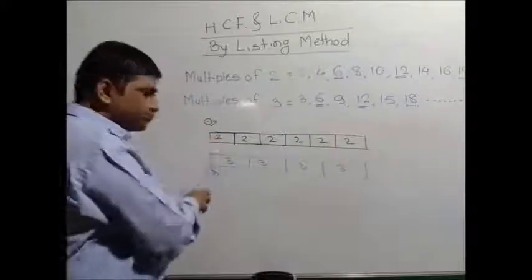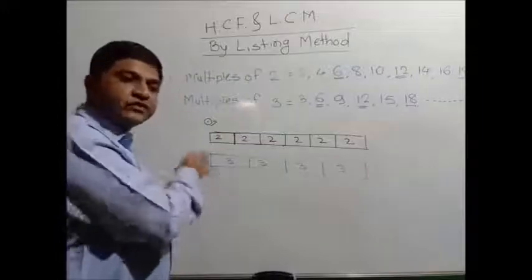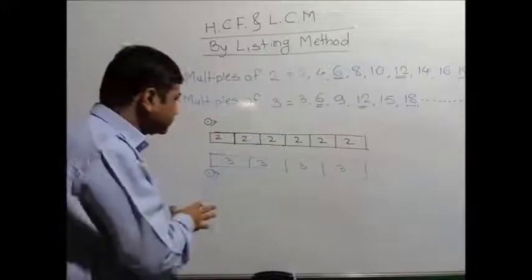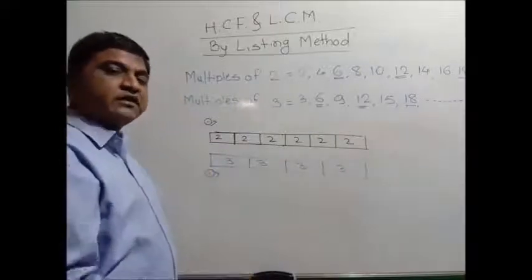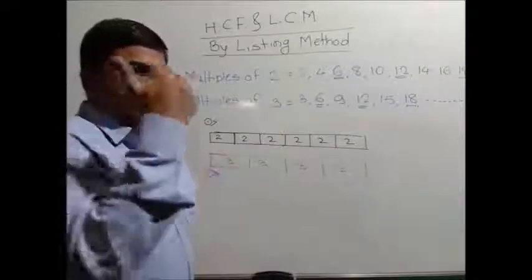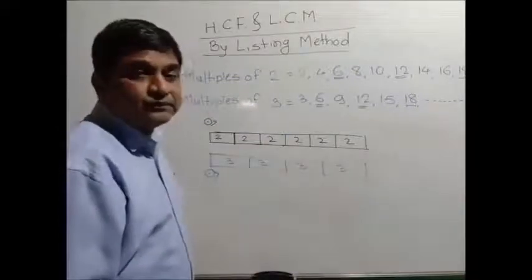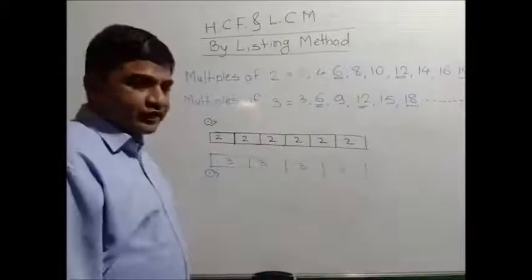If these 2 bells, 1 and 2, ring simultaneously at 12 o'clock noon, at what time will they ring again simultaneously at the same time? At what time are they going to ring simultaneously? And what will be the next timing also? So the next timing we also have to find out.